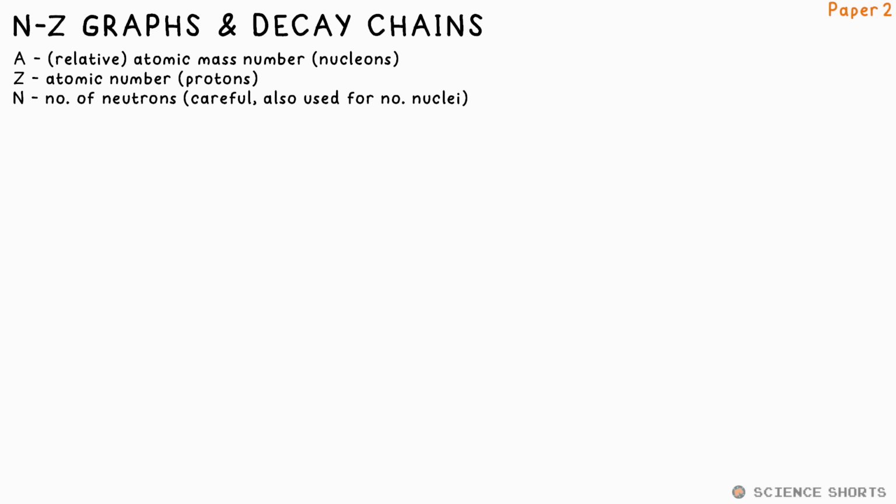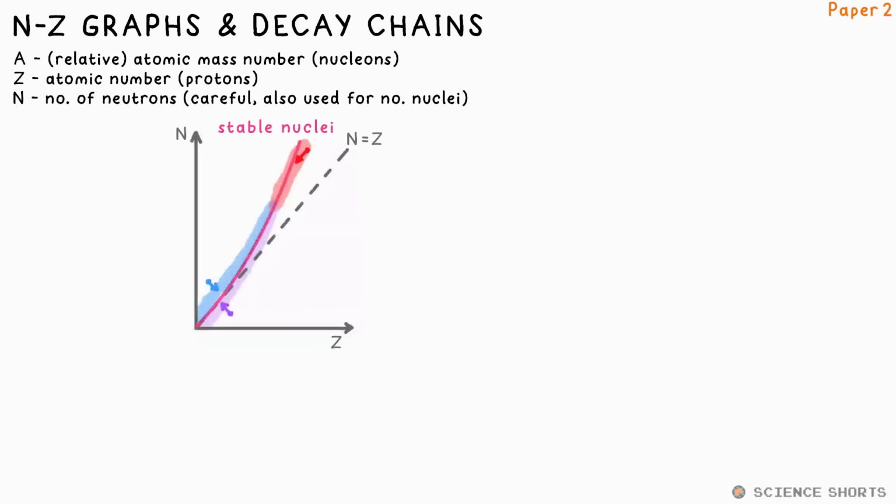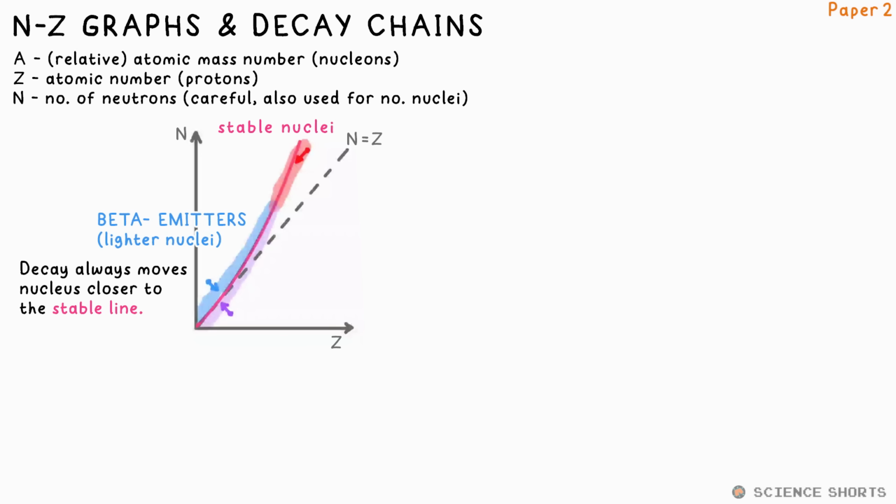A, Z, and N are the symbols used for mass number, atomic number, and number of neutrons, respectively. Here's a graph of N against Z. As you can see, isotopes generally sit above the N equals Z line, which means they have more neutrons than protons. The further they are from this curve, the more unstable they are, and the more likely they are to decay to get closer to the curve. Lighter isotopes are generally beta minus emitters. Heavier isotopes are alpha emitters. Beta plus emitters don't exist naturally as they require proton doping to produce the right isotopes, which puts them under the curve.